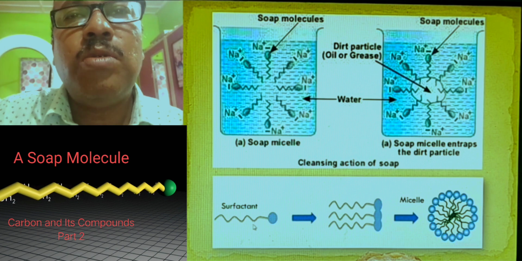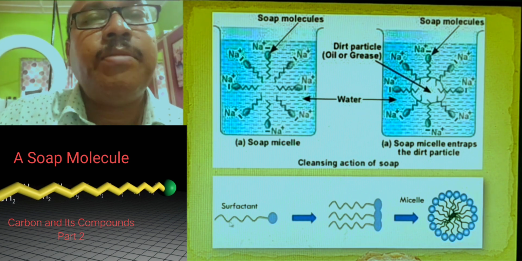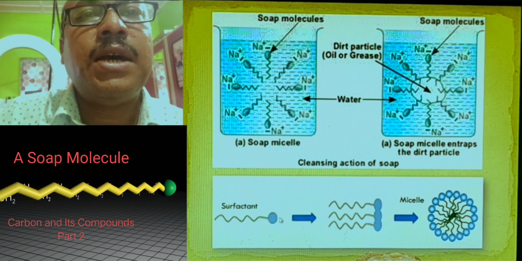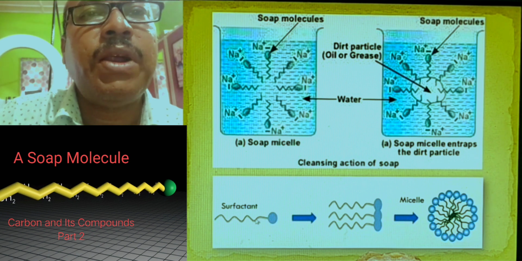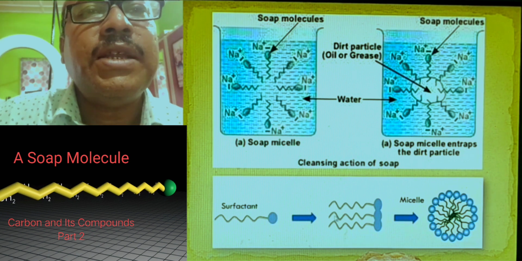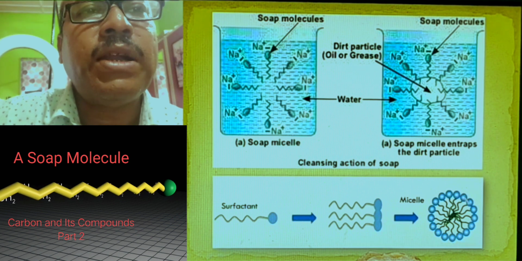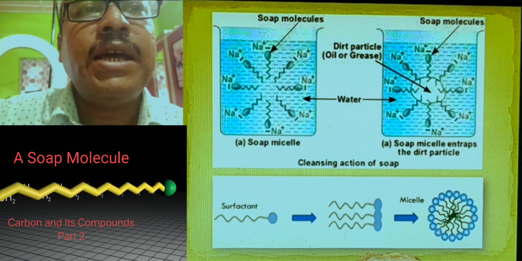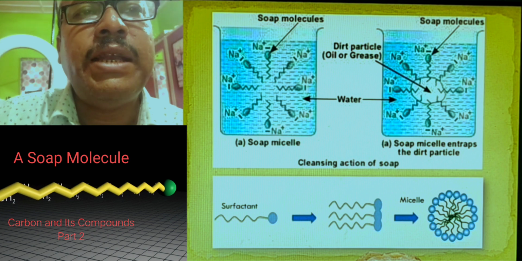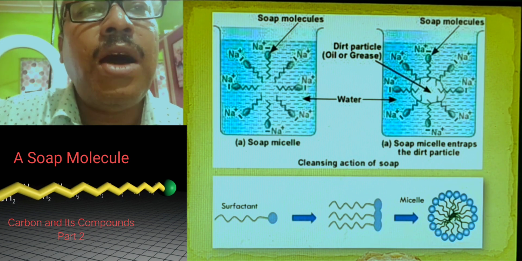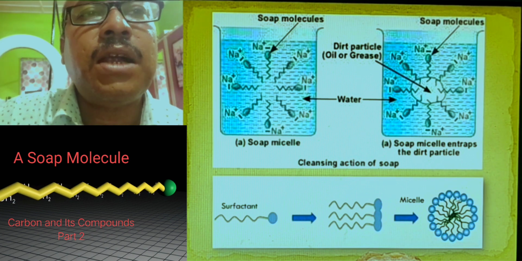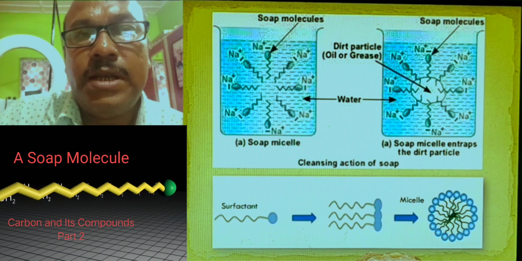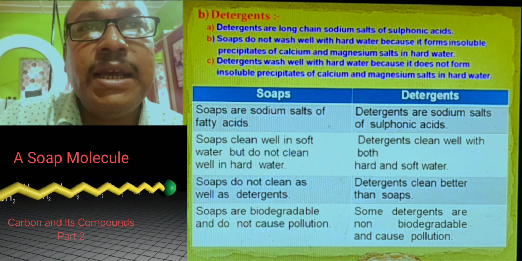This is how the soap molecule, you can see in the second diagram. This is the soap molecule, this is the hydrophilic part, the water loving part, and this is the long chain. They will run towards the dirt, and in the water they will combine in this way. All this hydrophilic part will remain outside and the hydrophobic part will remain inside, and in the middle is the dirt. This is how soap molecules can take the dirt away from our clothes. This is how soap molecules can clean.